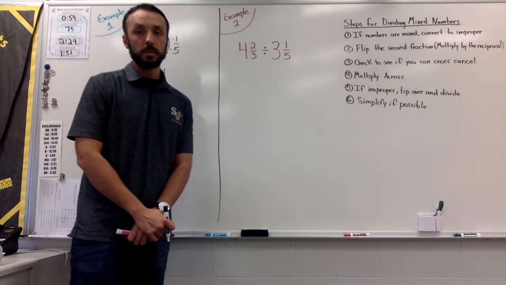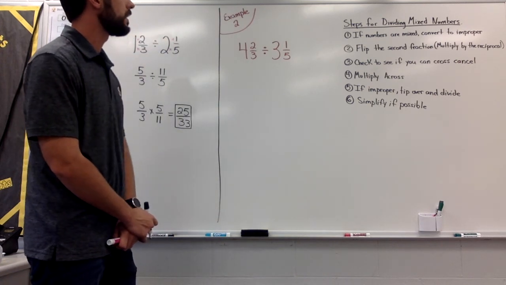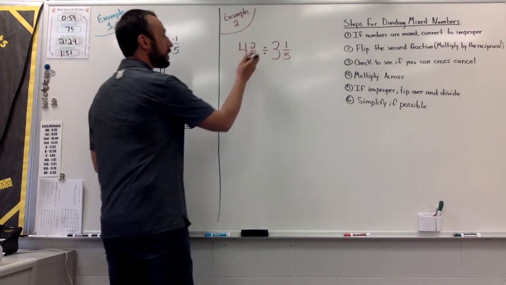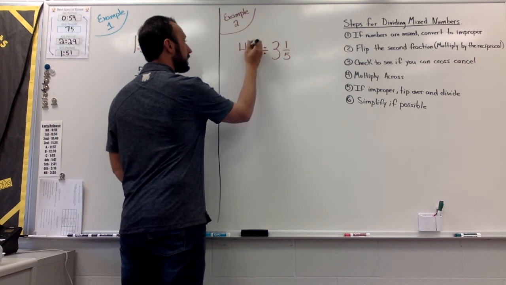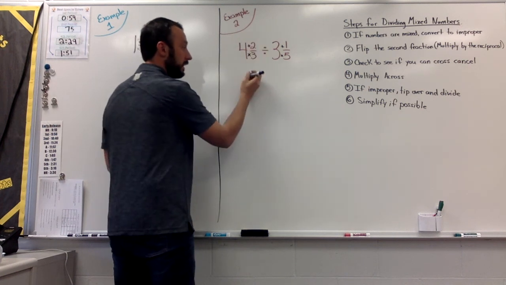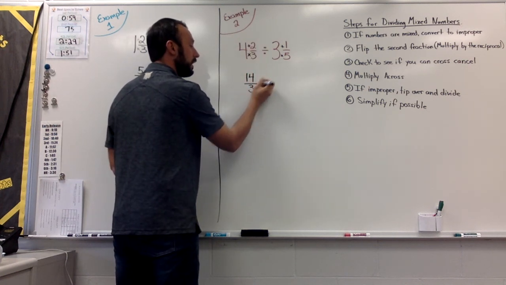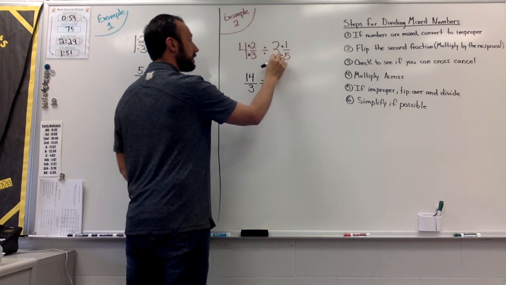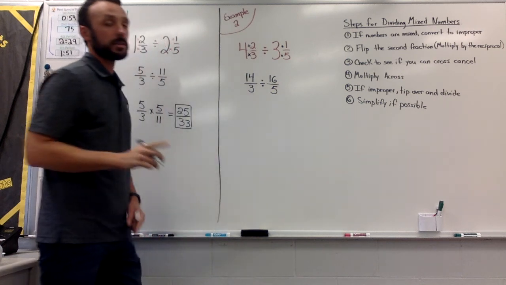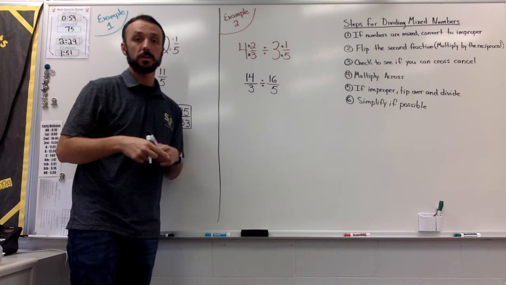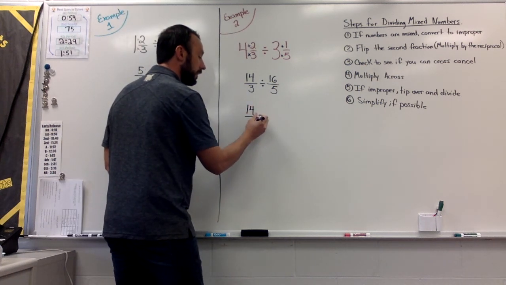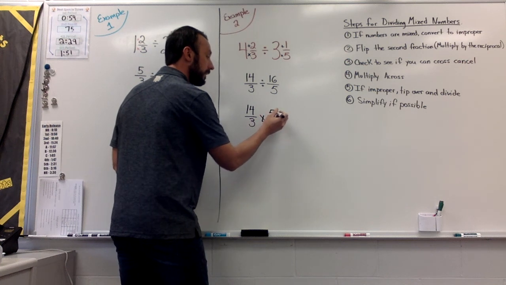Let's look at our next example. We have 4 2/3 divided by 3 1/5. Once again, let's go back to our steps. If numbers are mixed, convert to improper. So I'm going to need to multiply the denominator by the whole number and add that to my numerator on both of these. So 3 times 4 is 12, plus 2 is 14. So I have 14 over 3, divided by 5 times 3 is 15, plus 1 is 16, 16 over 5. Now we know if we want to divide, look on the right side, flip that fraction over, and then multiply. So I'm going to flip this right fraction and change it to multiplication. So I have 14/3 times 5/16.